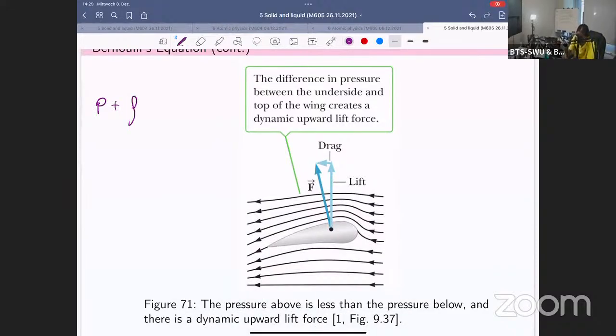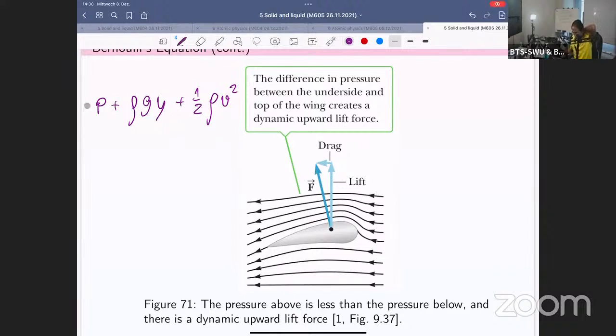It's rho g y1 plus 1/2 rho v squared, right? Assume that the thickness of the airplane here is not a big amount, so the potential energy term here could be neglected. Okay, y1 and y2 are nearly the same.